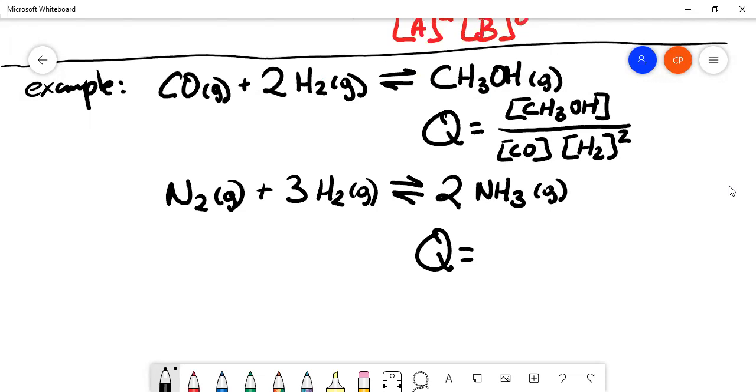What's my products? Got NH3 as products. What's the coefficient in front of NH3? 2. Better square it. What's my reactants? Coefficient in front of N2? Not implied. Am I done with my reactants? What else? Coefficient. Cubit.